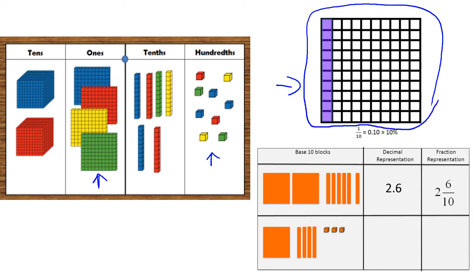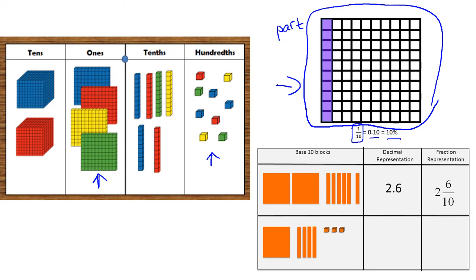Is the whole thing shaded in purple? Nope, only part of it is. So a decimal shows part of this. Well, how much is shaded? Well, they've said 1/10 of it is shaded, which means 0.1, which also means 10%.